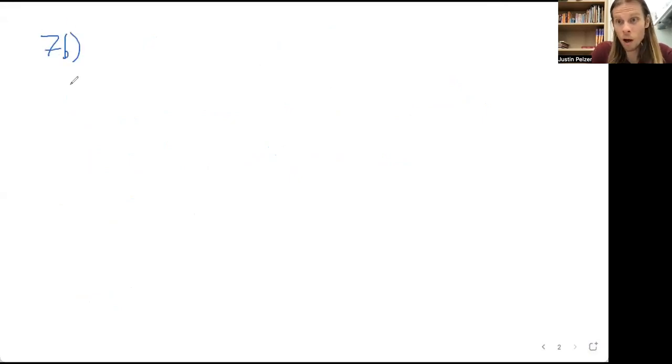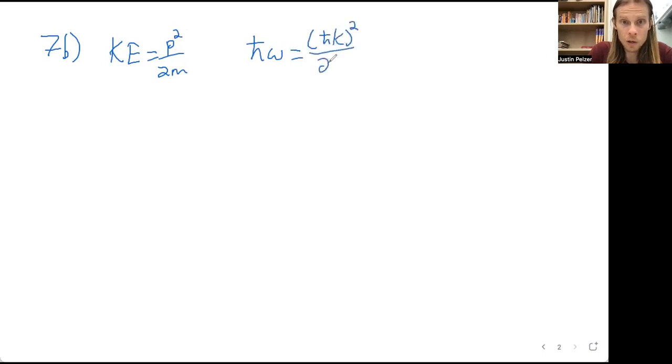On question 7b in the homework, which I'm actually going to address first, if you want to pause the video and take some time to find that, I ask about showing that kinetic energy is p squared over 2m. Feel free to show that once again. You can also plug in the values of h bar omega into kinetic energy and h bar k into momentum, and you should get this result.